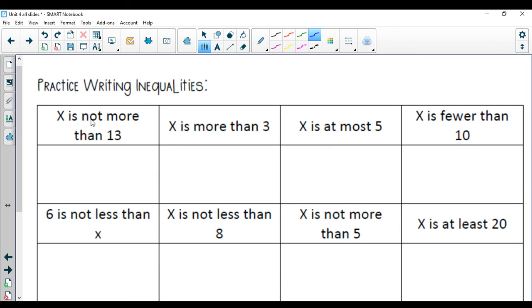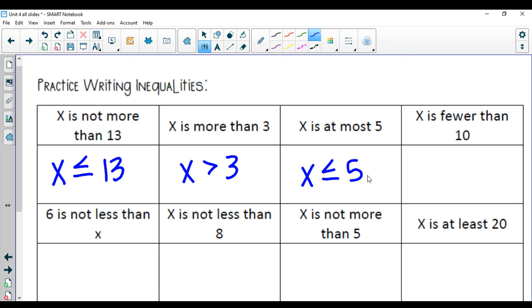So the first one, X is not more than 13. X, not more than. So it's going to be $13 or less in my wallet. So less than or equal to would be our correct symbol. X is more than 3. Just X is greater than. X is at most 5. So there's $5 or less in my wallet. So less than or equal to 5.